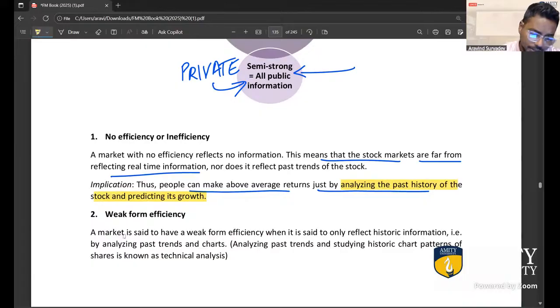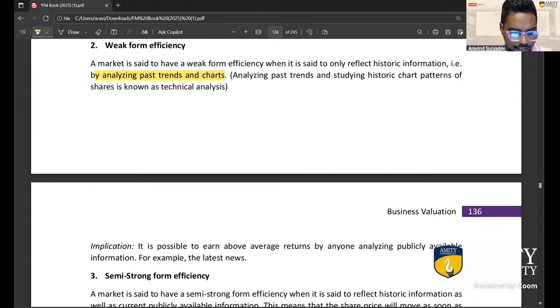Now, let's talk about weak form efficiency. A market is said to have weak form efficiency when it only reflects information that is obtained by analyzing past trends and charts. Yeah, you won't get far. This is what would be reflected in the price. So how will you get ahead in this market? See, it is possible to earn above average returns by analyzing publicly available information, for example, the latest news.